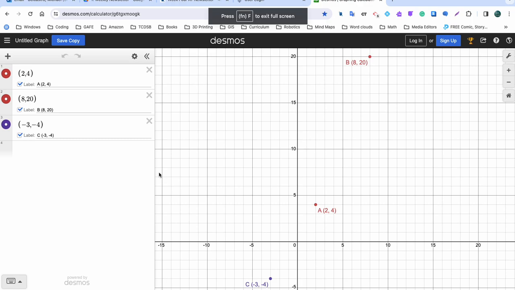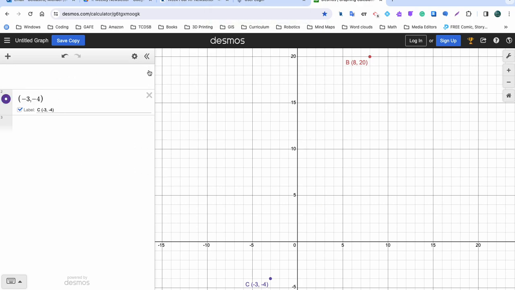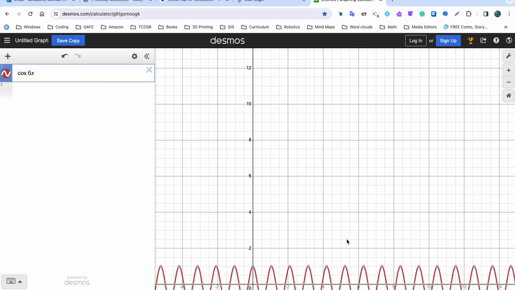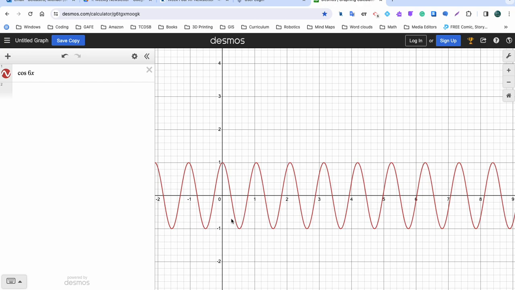We had found out that cos... Oh, what is this here? That's something already saved. We had cos 6x here. Notice that this is occurring very quickly. So these are technically in radians.